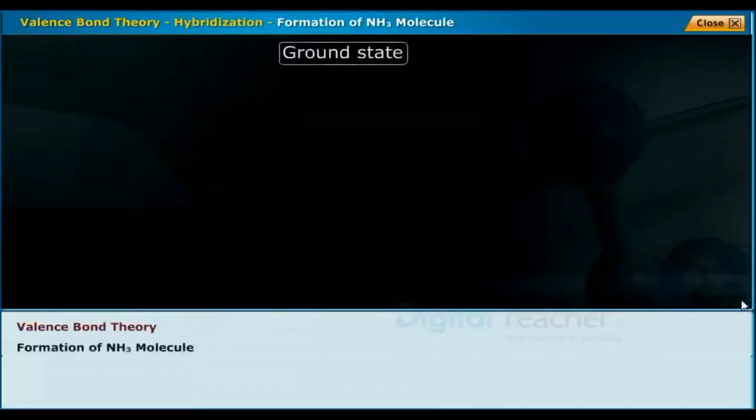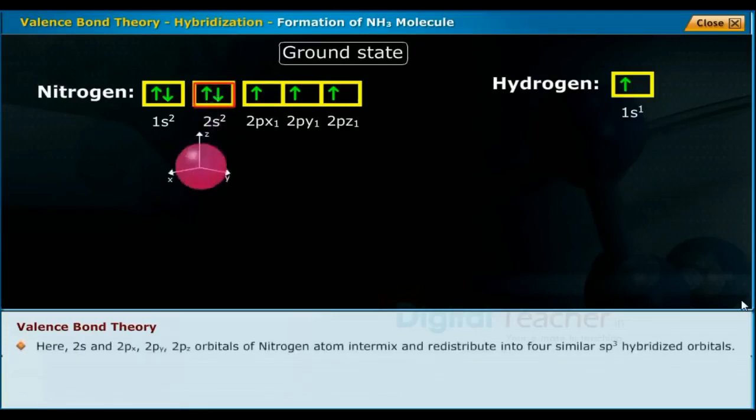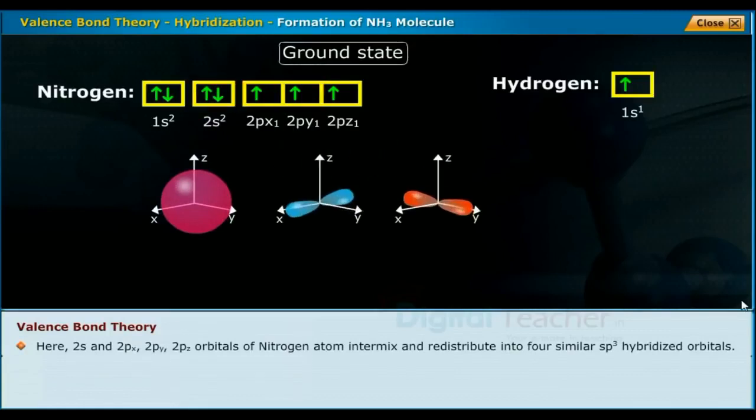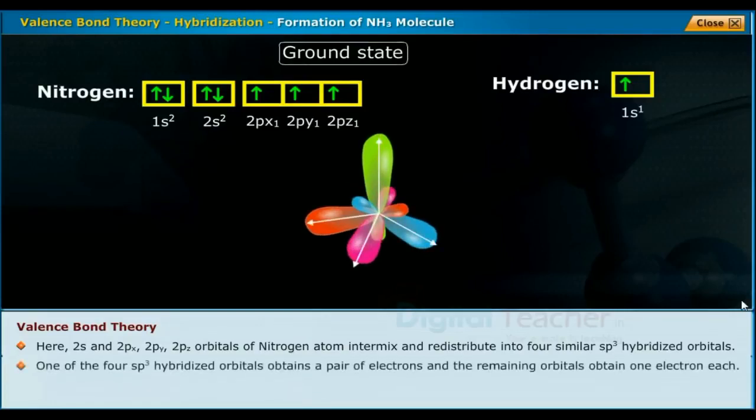Formation of ammonia molecule. In the ground state, the electronic configuration of hydrogen atom and nitrogen atom is as shown on screen. This nitrogen atom has 3 unpaired electrons in 2p orbital. Hence 2s and 2px, 2py, 2pz orbitals of nitrogen atom intermix and redistribute into 4 similar sp3 hybridized orbitals. One of the 4 sp3 hybridized orbitals obtains a pair of electrons and the remaining orbitals obtain 1 electron each.